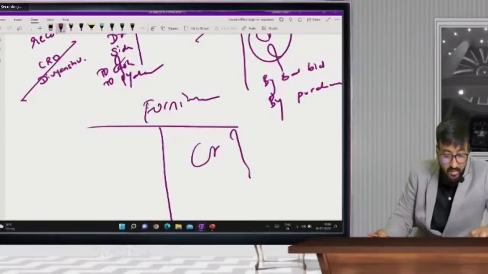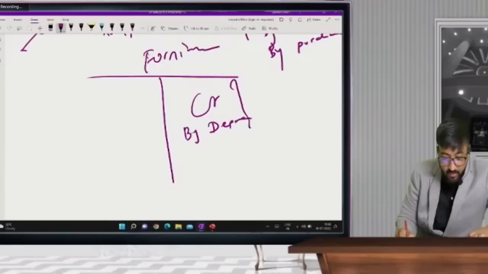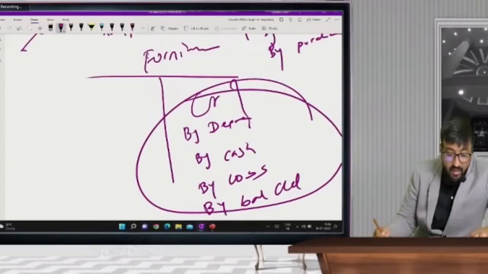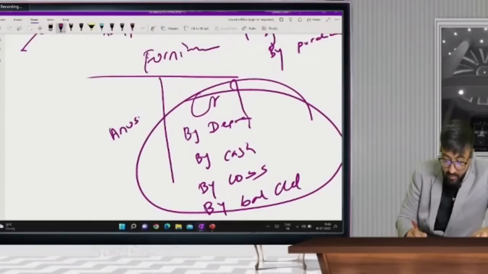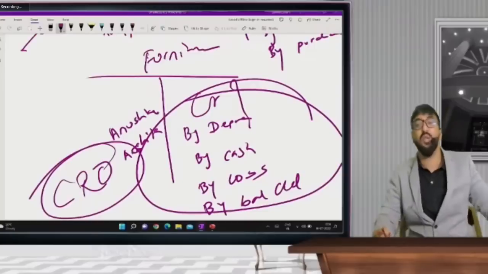अंशुका ने एक ही गलती किया, पर बेटा अंशिता ने आपको बचा लिया. Sorry, not Anshuka, Anushka ji, and Anshita ji. Anushka ने लिखा था by depreciation, by cash, by loss, and by balance carried down. And winner is not Anushka, but winner is next to Anushka, Anshita. Sorry, Anshita, you are the winner, and winner is CRO. Today's winner, CRO, beta.